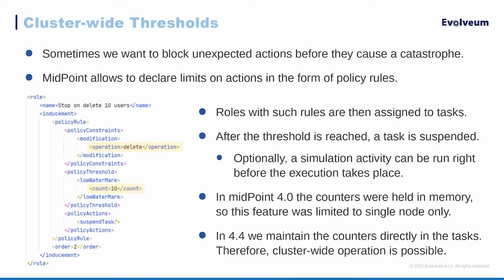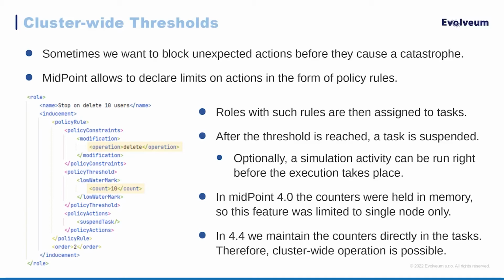MidPoint allows you to set up limits on defined actions like object addition, object deletion, or specific kinds of modifications on items that you provide. So you can tell MidPoint, for example, that it should not delete more than 10, 50, 100 users during the execution of a given task. You write this using a policy rule, such as this one, wrap the rule in a role, such as this, and then assign such a role to the task.